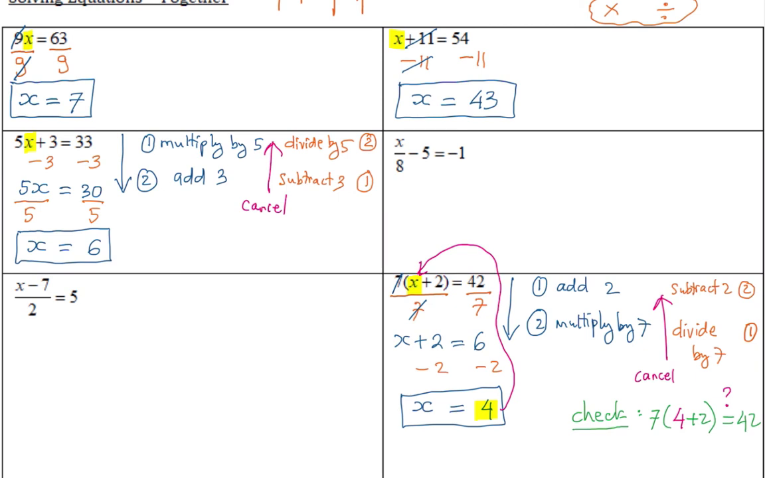So let's check, because we have to do the bracket first, then 4 plus 2 is 6, and then easily we could see that we end up with 7 times 6, which is 42. So this is correct, answer is yes. Then we know for sure the answer 4 for x is correct.